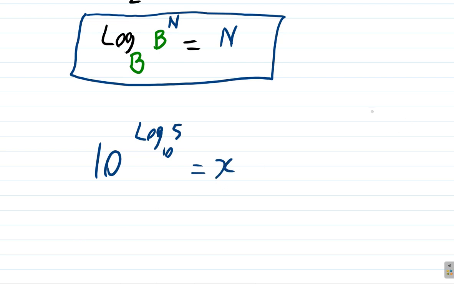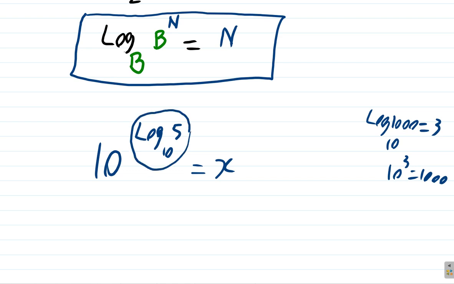Now, remember, we want to change this from index to log form. So I just jot down in the corner here: the log of 1,000 equals 3, and the base is 10. I know that 10 to the power of 3 is 1,000. This is 10 raised to the power of log 5 base 10.